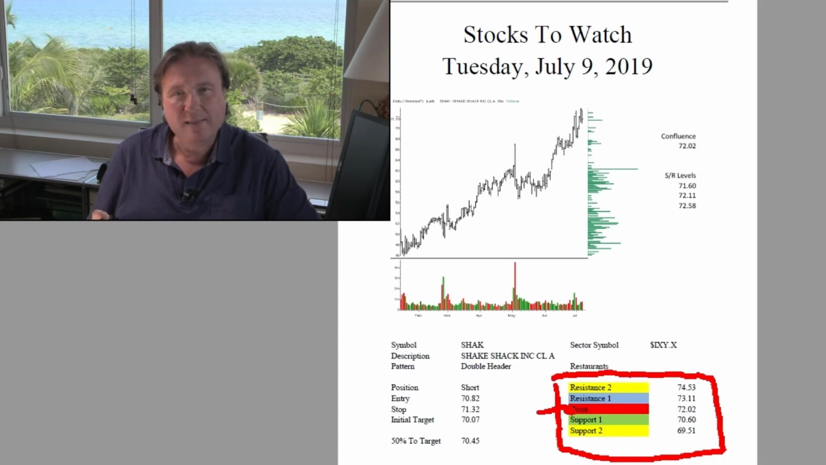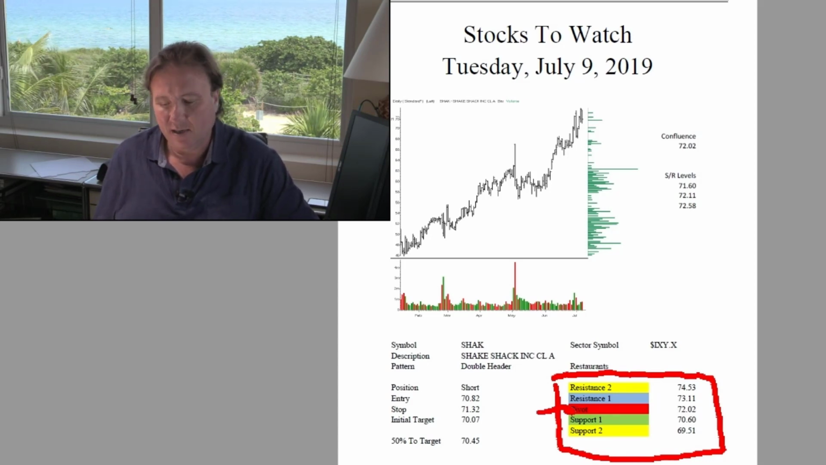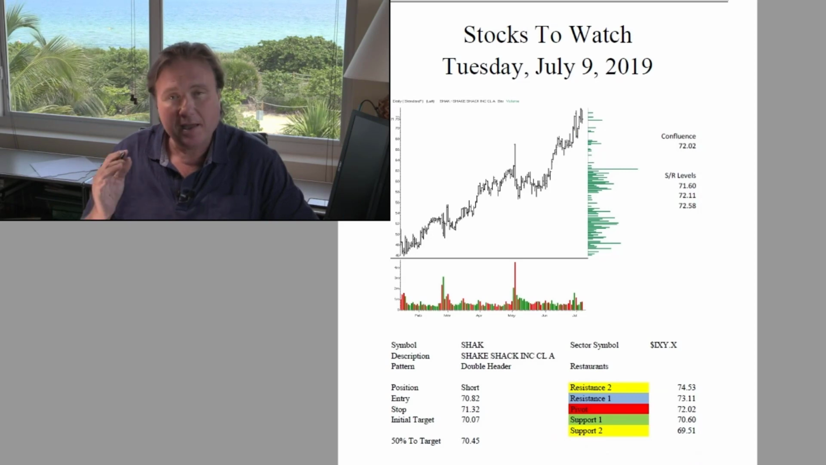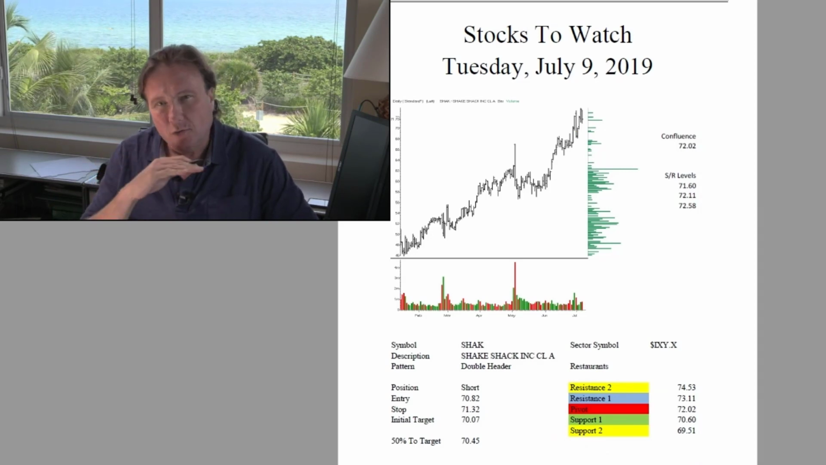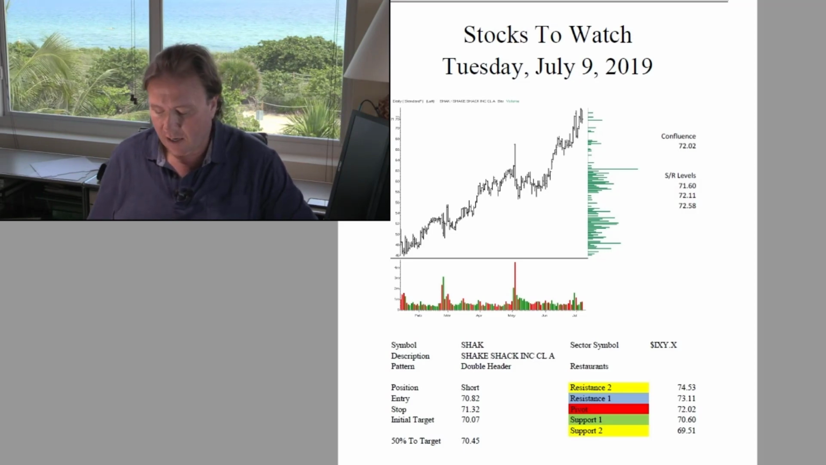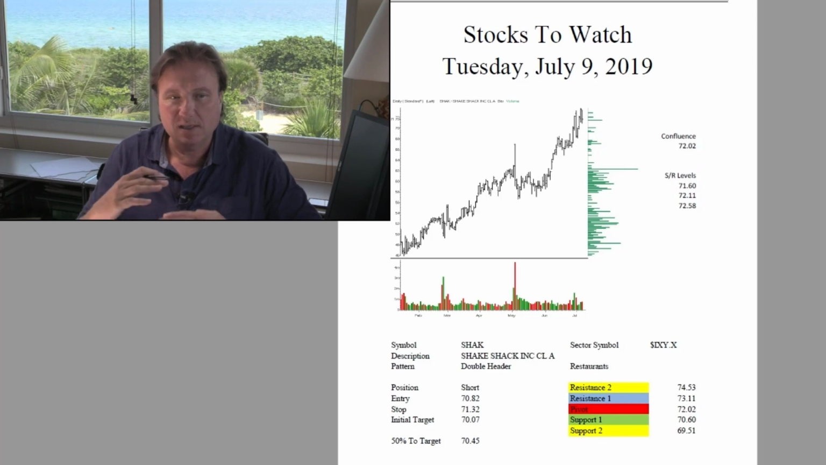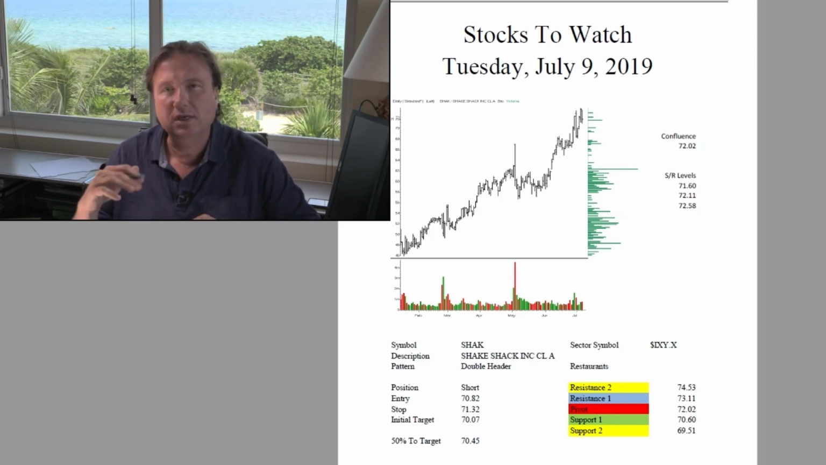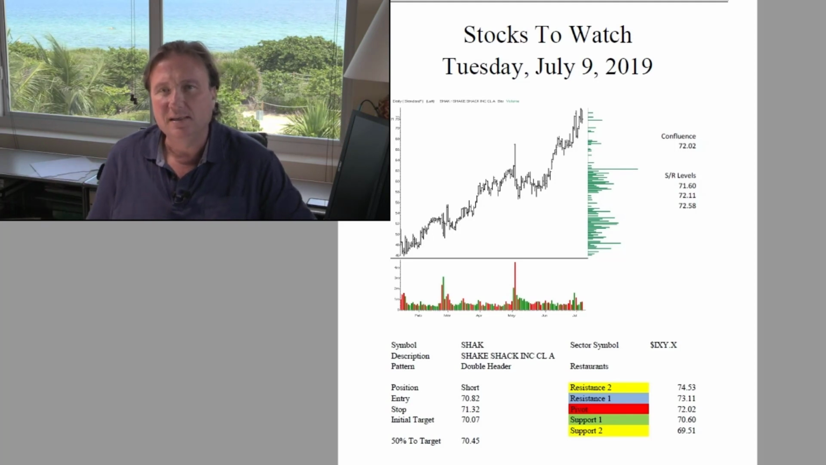So for instance, the central pivot, that red one there, $72.02. The way that's derived for today's trading is you take yesterday's trading, which is what generated this double header setup, and you take the high plus the low plus the close of the daily bar. You divide that by 3. That's the central pivot. And then R1, S1, R2, S2, those are just mathematical manipulations of that central pivot and how far out we expect to see the next inflection as time goes on.